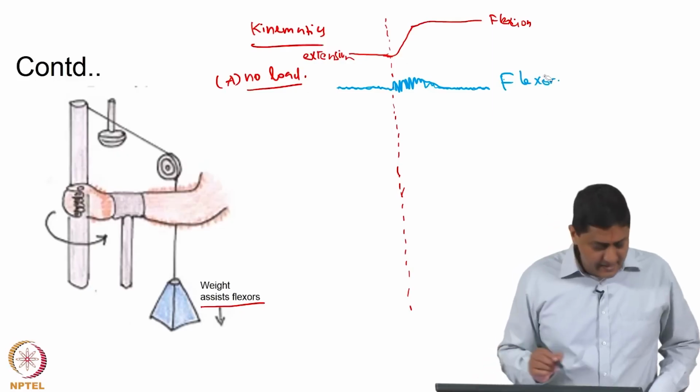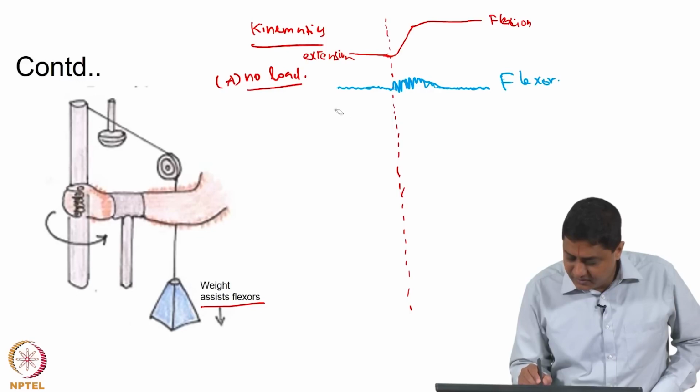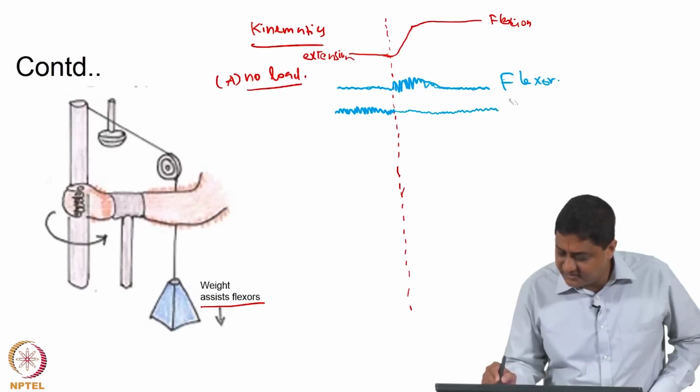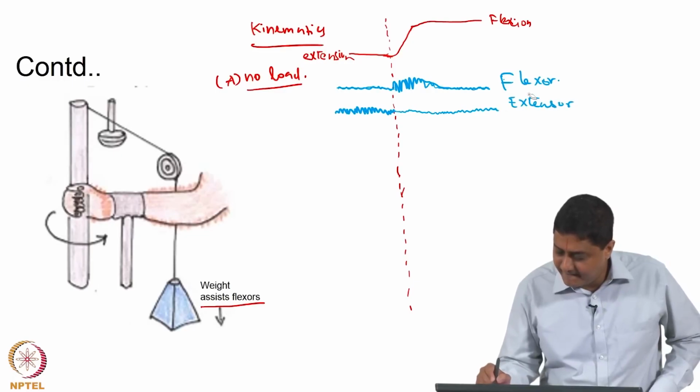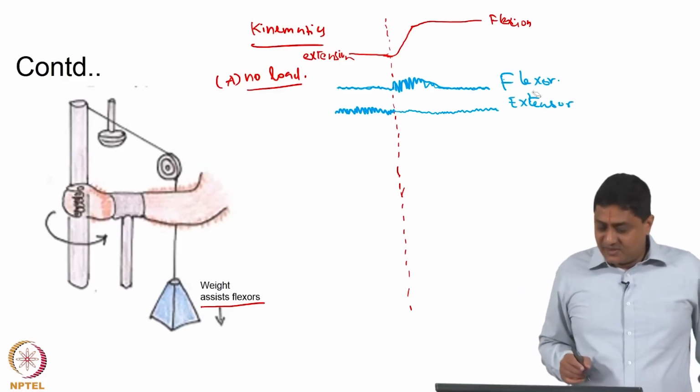Okay. In the case of extensors, there was activity just before the onset of movement, but as soon as the movement was onset, or just before that, the extensor activity went to baseline. This is the extensor activity. This is in the no load case.